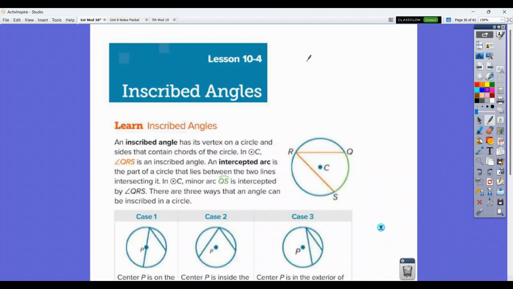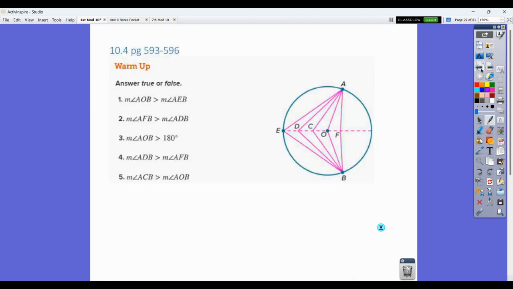Hi students, we're going to talk about lesson 10.4 today, called inscribed angles. I'm actually going to start off with the warm-ups on this one because these are really good ones to look at. So if you think about angle measures that you see in this picture, we don't necessarily have to go through all of these, but think about all of these angle measures that are in here.